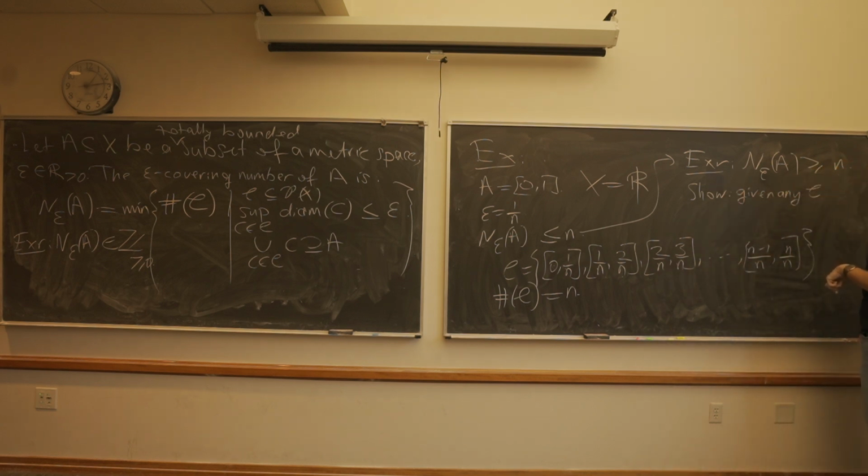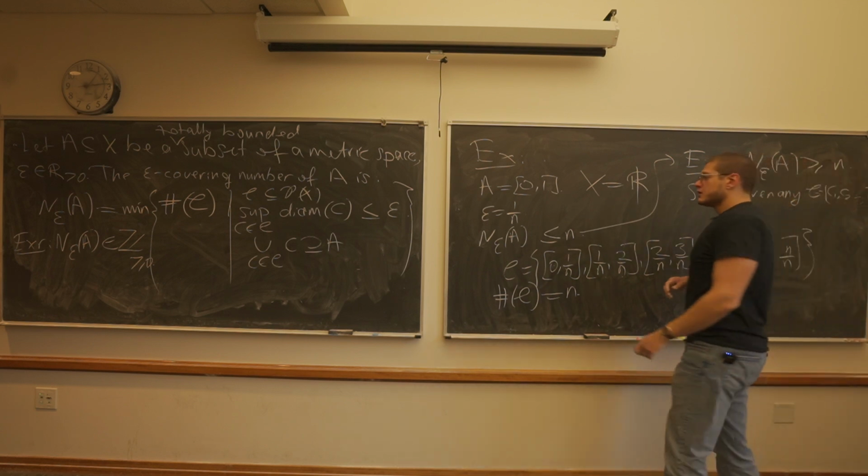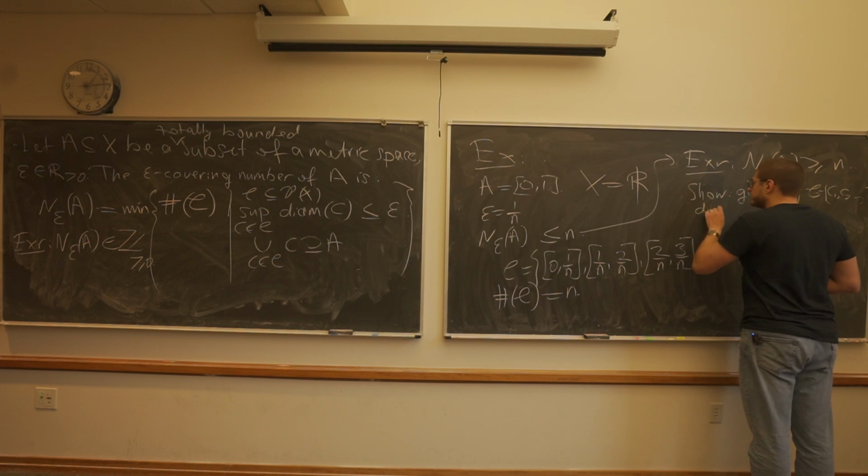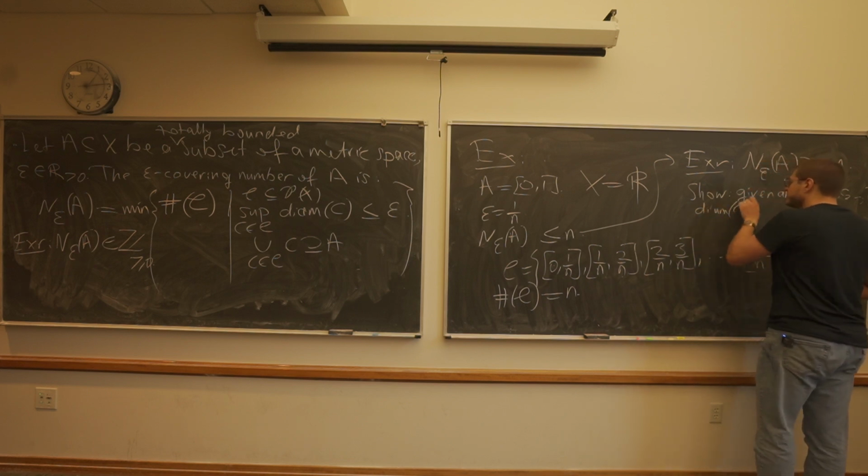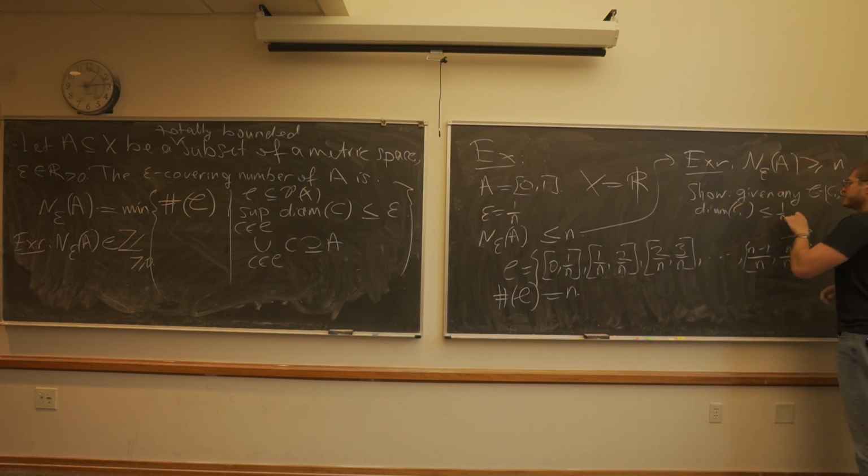Take any C, a collection of subsets. Let's write it like this: C1, C2, and so on. It doesn't need to be countable necessarily, such that the diameter of each of these cells is at most 1 over n, and if I take the union of them, I get the interval. Then I have to have at least n cells in here.